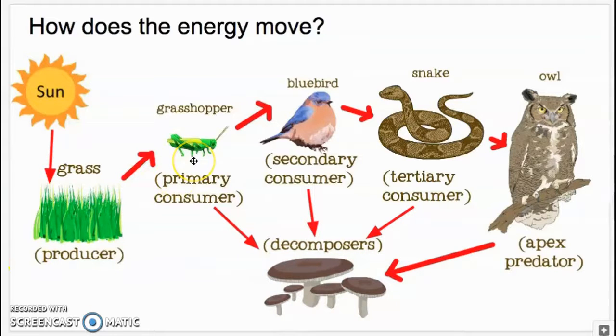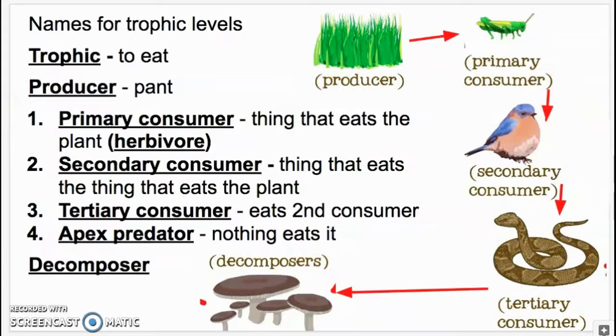Now, if you notice, underneath there's special vocabulary to know. Producers are the plants that capture the sun's energy. Primary consumers are the first level that eat it. Secondary consumers are next, then tertiary consumers, and then we have apex predators. To go over the vocabulary, these are called trophic levels. Trophic just means to eat.